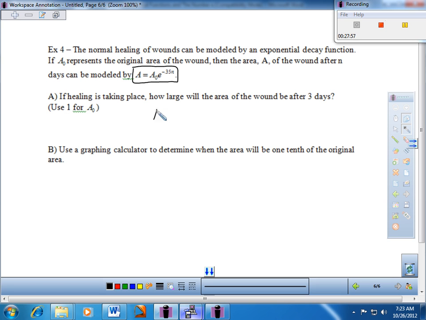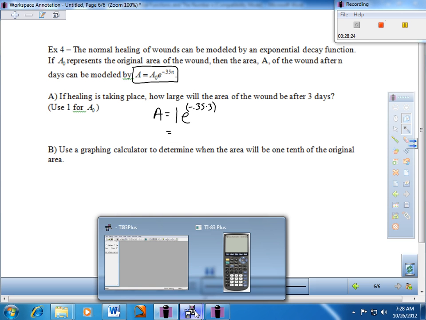And so let's try this out. I'm going to put a 1 in there, and obviously don't have to write it in, and then e raised to the negative 0.35 times 3. And again, you'll typically see it on the calculator kind of like that, so I'll put that in place as well. So I guess if you start out with the full area, that would be 100% of the area. After 3 days, what would be the area in relation to that? Okay, well let's grab the calculator and do it then.